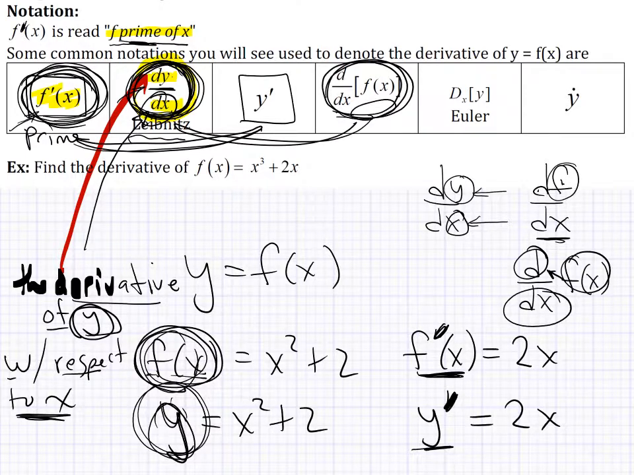Okay. Then we have Euler's and Newton's dot notation. At this point, those are seen in other realms of calculus. That's not something we're going to necessarily see right now. We would use Newton dot notation probably more in a physics class. Euler's notation would come in a little bit more in advanced mathematics class. If you end up making it to differential equations at some point, you would see something more like this.